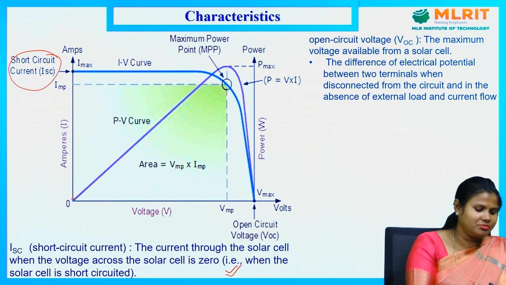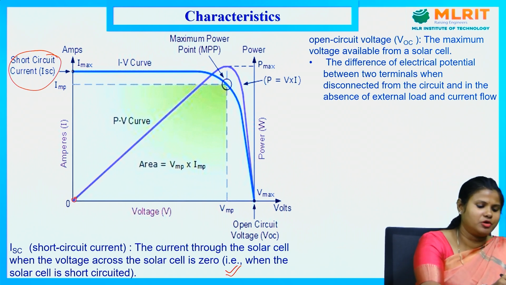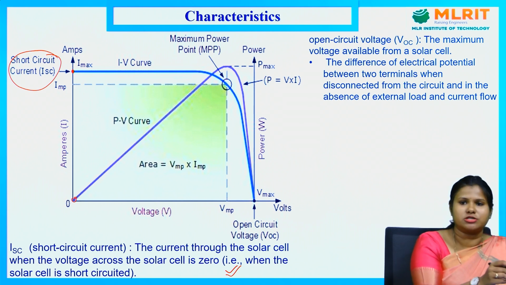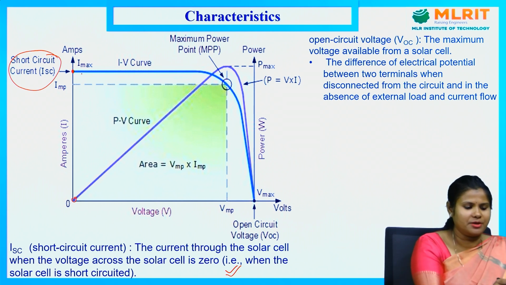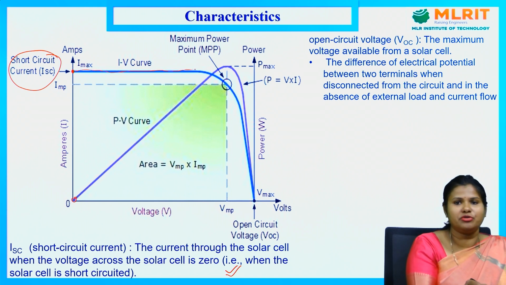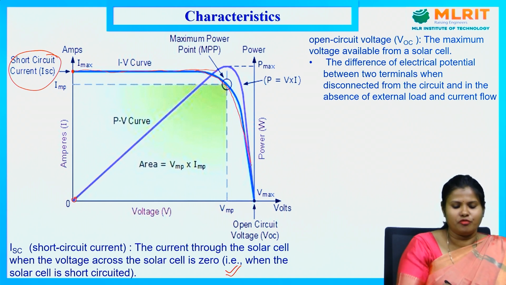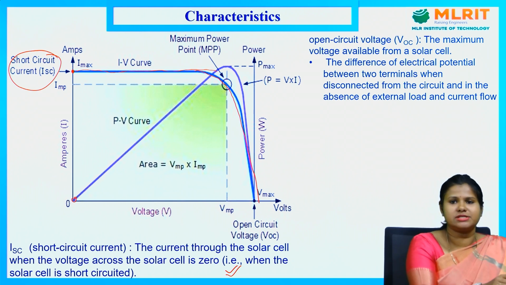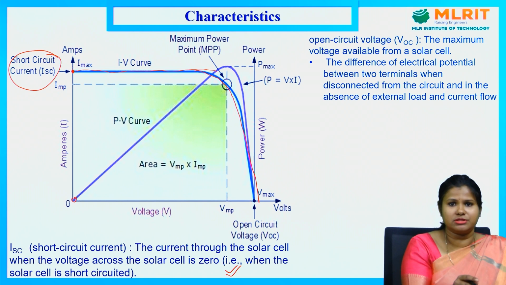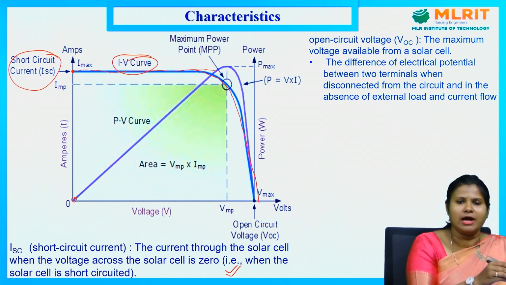So at that time the voltage is 0. At voltage 0, we will get the short circuit current. As we increase the voltage, for a certain period the current will be constant, and after a certain period it will fall to 0 as we increase the voltage. So this is the variation of current with the voltage. This is our IV curve.